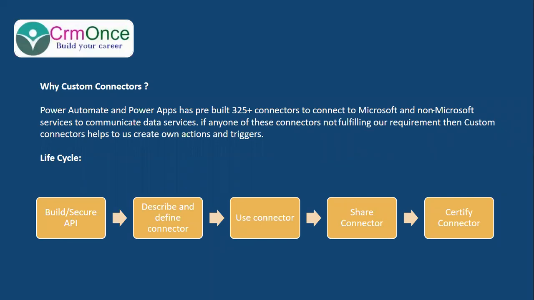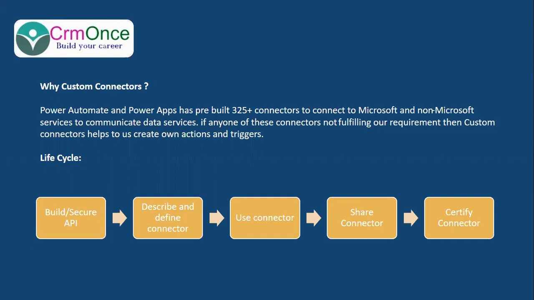First of all, why do we need custom connectors? Power Automate and Power Apps have 325-plus pre-built connectors to connect Microsoft and non-Microsoft services and data. But if none of these services fulfills our requirement to connect with our on-premise data or our new system, we can create our own custom connectors to get the data and use it in Power Apps or Power Automate.